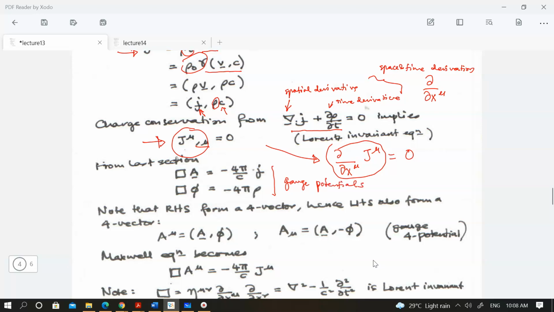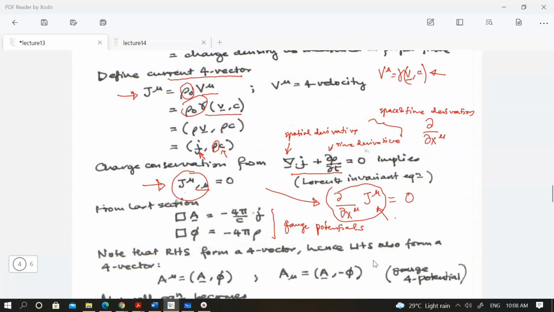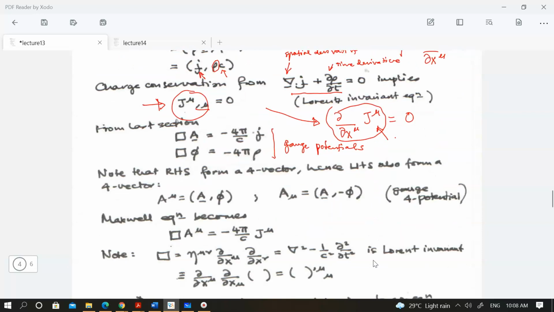Okay, so given that you have written your source, your current density and your charge density, into a single entity, what do I call this? The current flow vector. Okay, so this current flow vector now has both your current density and your charge density together.